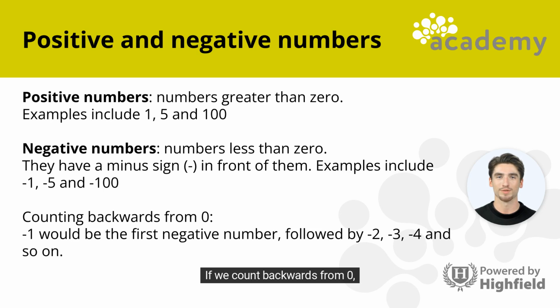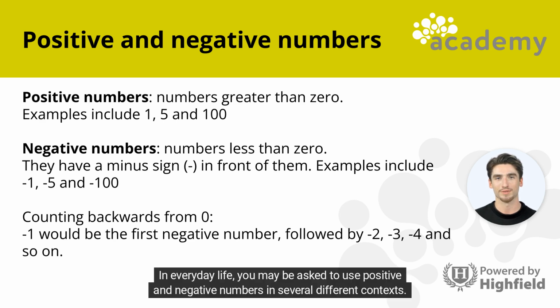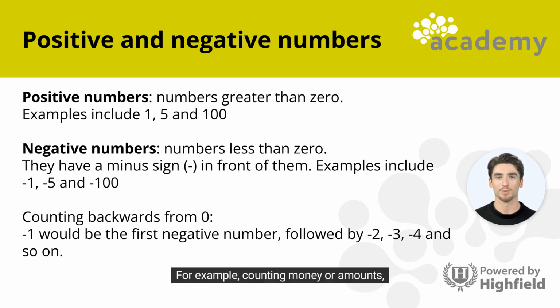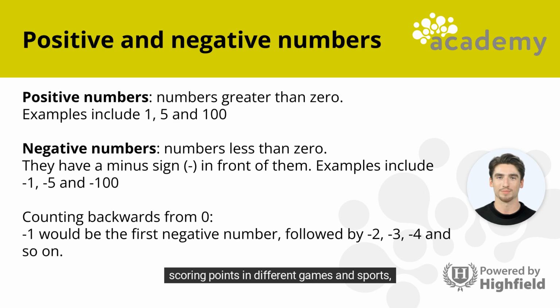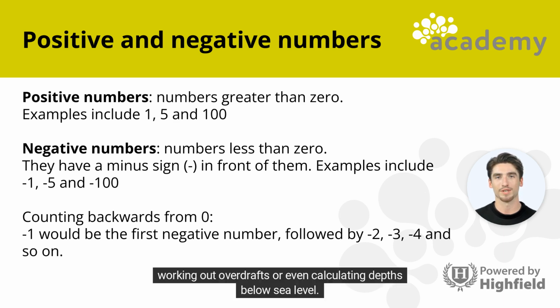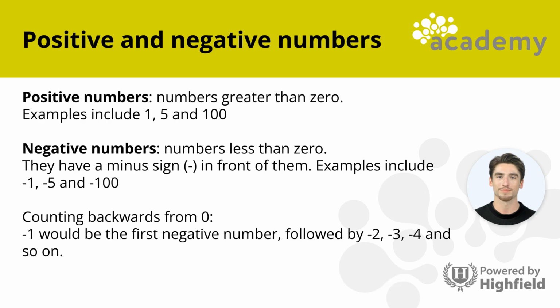If we count backwards from 0, -1 would be the first negative number, followed by -2, -3, -4, and so on. In everyday life, you may be asked to use positive and negative numbers in several different contexts. For example, counting money or amounts, scoring points in different games and sports, reading and calculating temperatures, working out overdrafts, or even calculating depths below sea level.